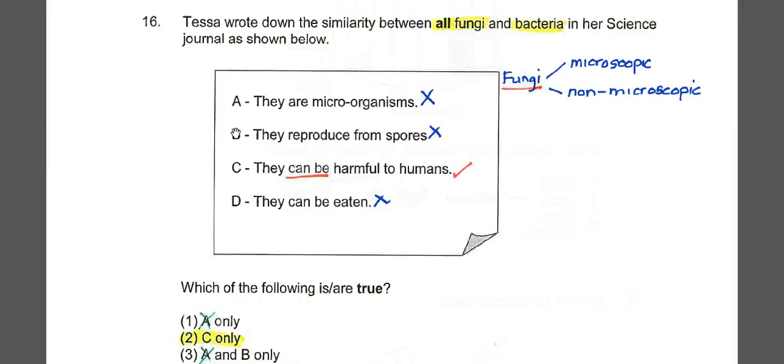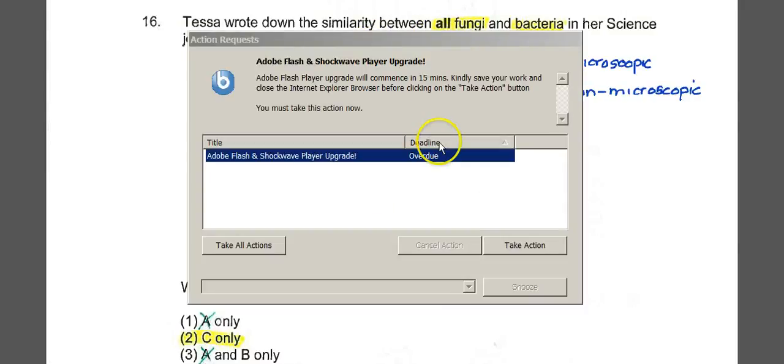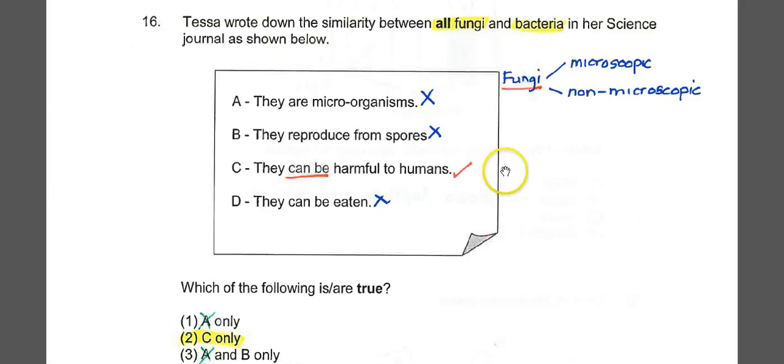Now, Tesla wrote down the similarity between all fungi. All fungi means everything, including big and small fungi. Microscopic ones, those that can be seen with the naked eye, those which are edible and those that are non-edible, poisonous, non-poisonous, and so on. Now, they compare with bacteria in a science journal, and she wrote that they are microorganisms.